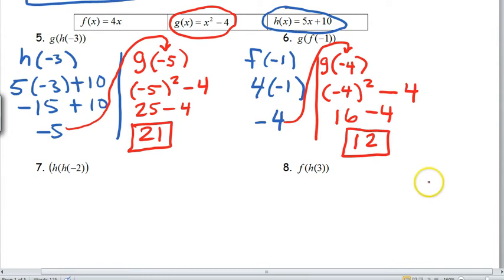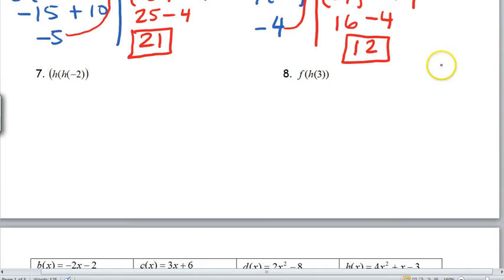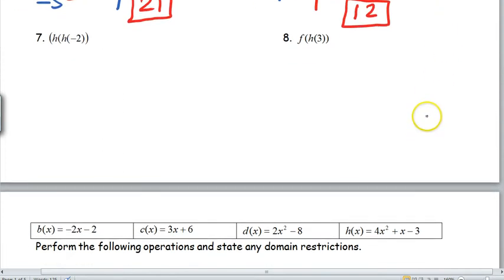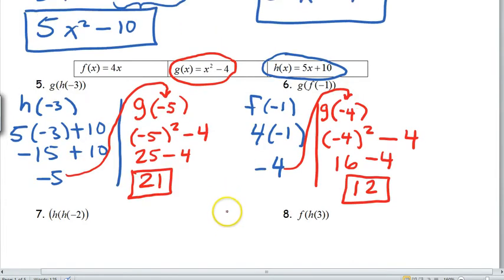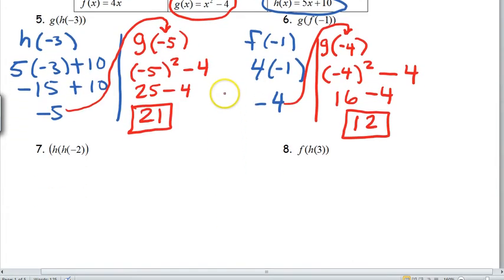Any questions on 5 or 6? We good? Okay. Look at number 7. It's okay that we're going to do the same function twice. We're going to start with function h. Oh, I have to look back and see what h was. 5x plus 10. Yes, sir.